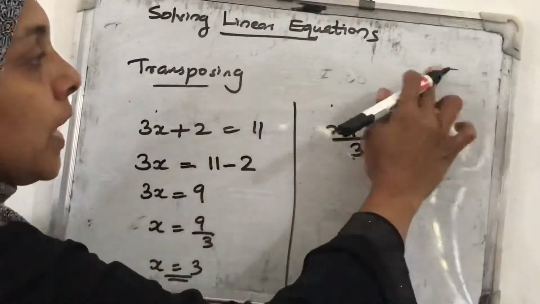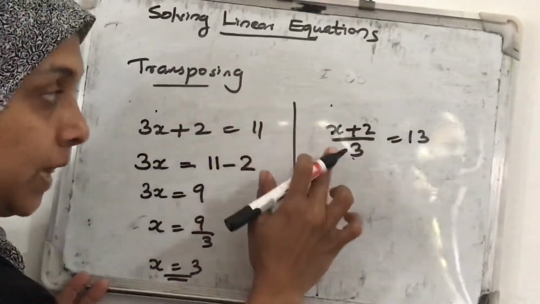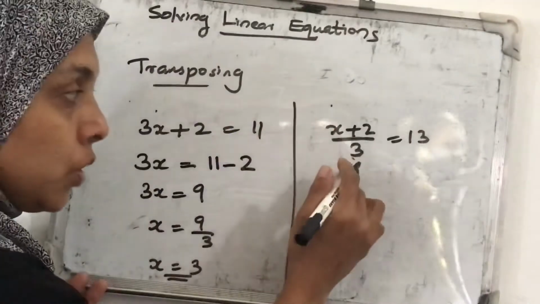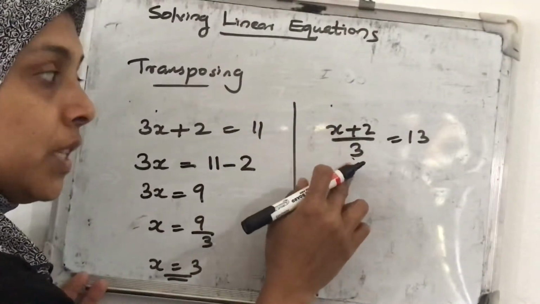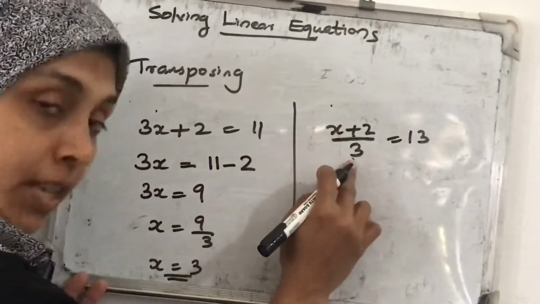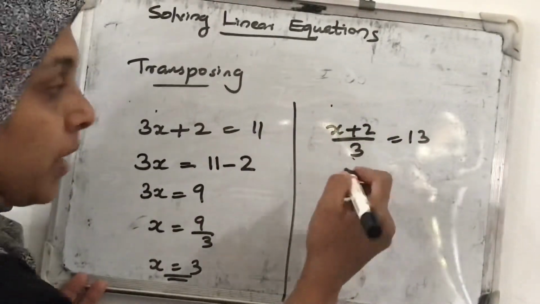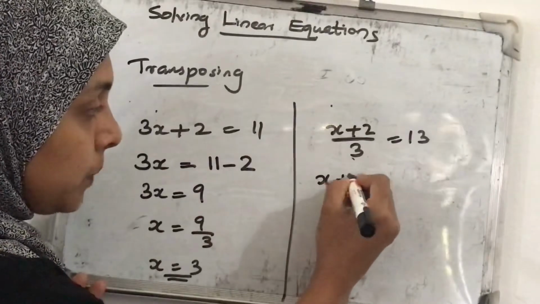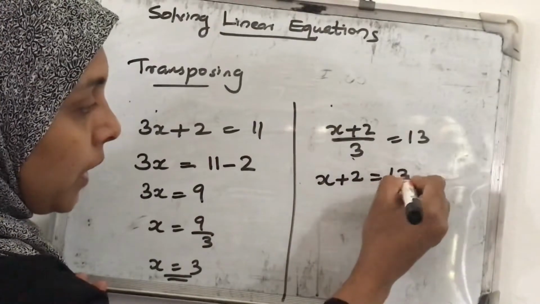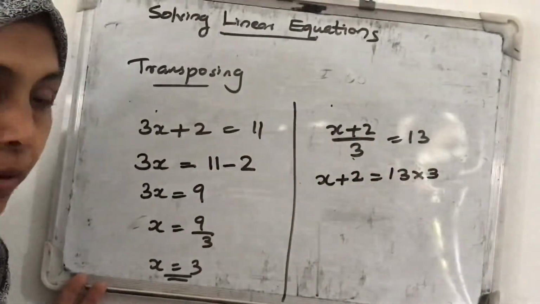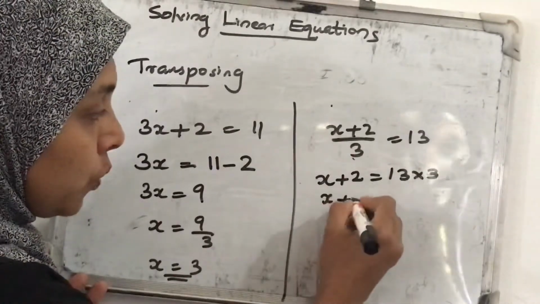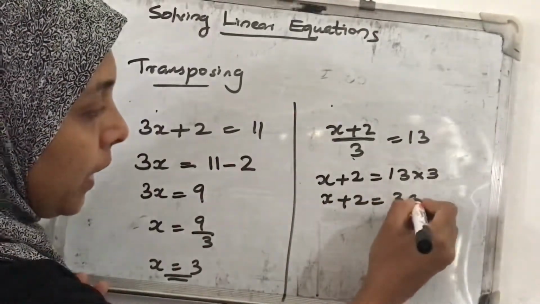Otherwise, in this type of equation, we first want to shift this 3 to the other side. So here it is divided. When we transpose to the other side, it will be multiplied there. So we can write x plus 2 equal 13 into 3. Okay, that means x plus 2 equal 39.